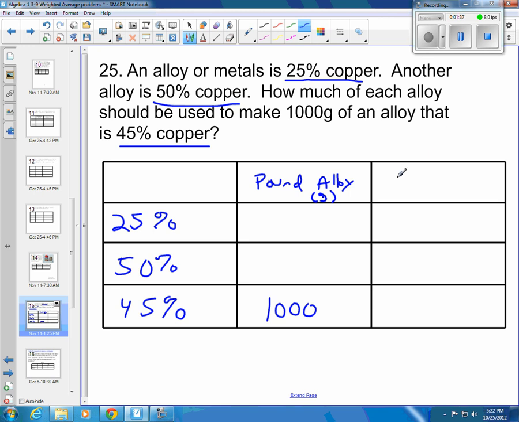Okay, then our last column is going to be how much copper. So this is going to be pounds. Actually, this isn't pounds at all, is it? This is grams. So let me fix that. Erase that all off there. That was being very silly of me. So this is grams of this alloy, and this is grams of copper.